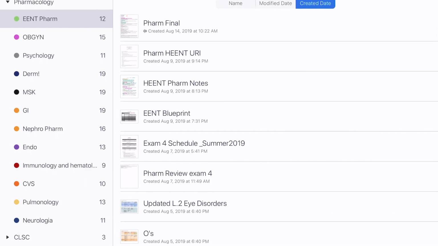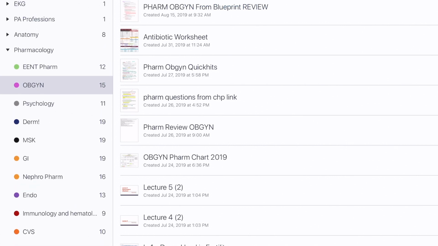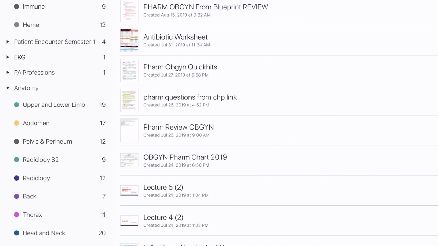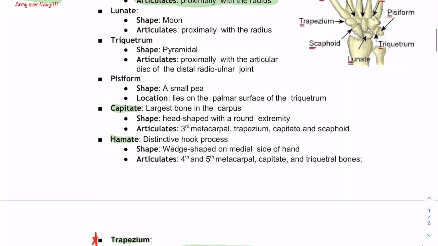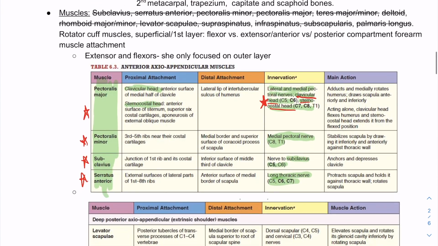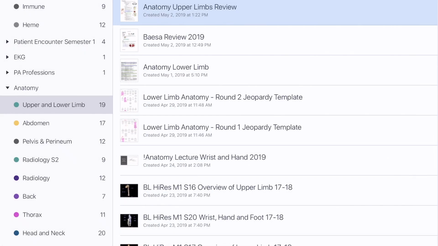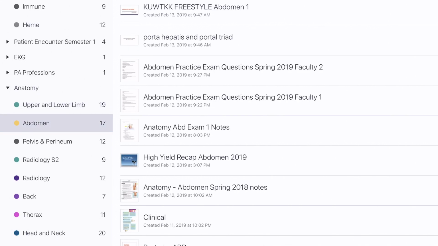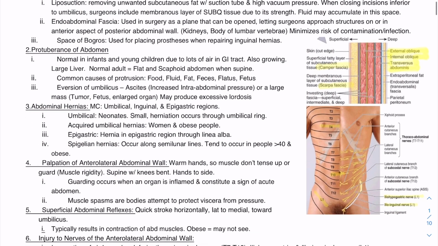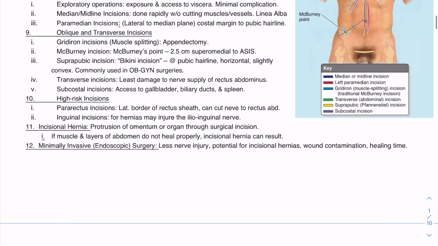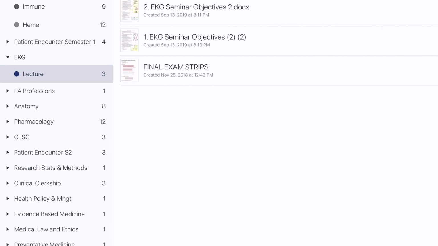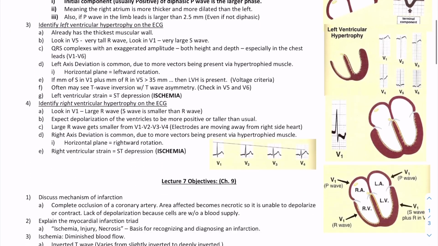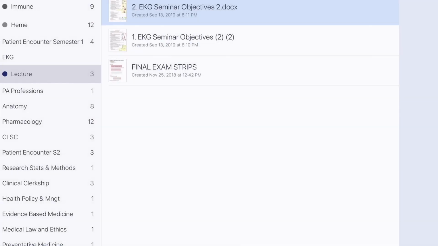I also add the PowerPoints that my professors made for us, and any notes that some of my classmates made or charts that I used to study for my pharmacology exams. The other tab you're seeing here is anatomy, and under it I have it divided, once again, depending on what body parts we are studying, whether it's the upper and lower limb, the abdomen, head and neck. I also add notes there that I used for studying for my anatomy exams, and any PowerPoints from my professors.